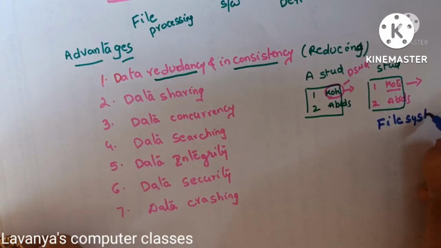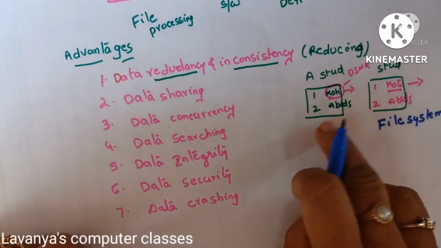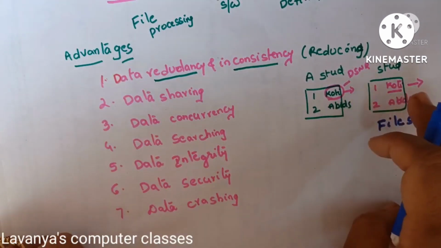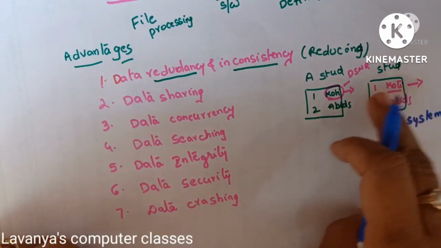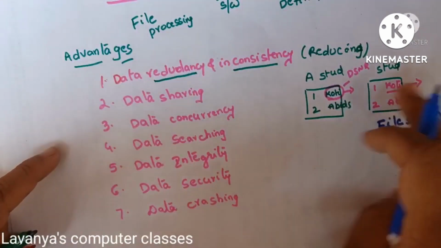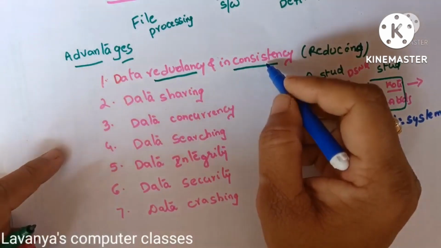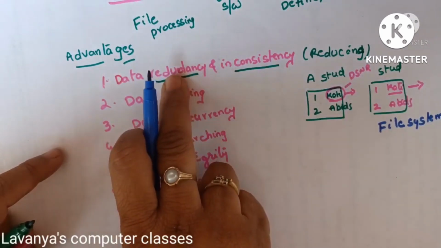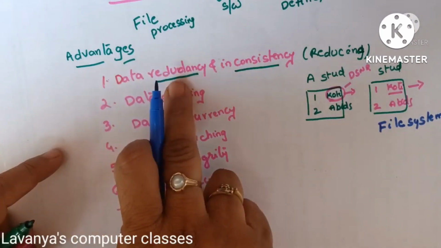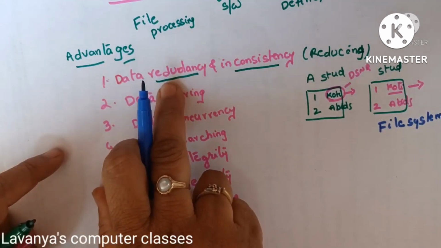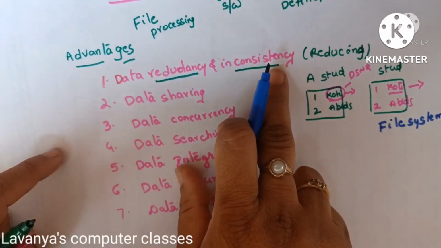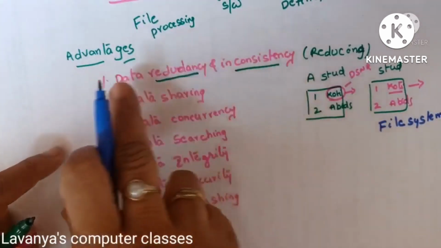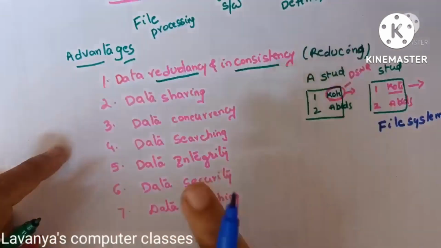So these are the problems in the traditional file system. Why? Because in the traditional file system, data is repeated in a number of places. The same data is stored in different places. If any modification is applied, it is applied in one place and not in another place. So there is a data consistency problem. All these are reduced in DBMS because in DBMS data is not repeated. Because the data redundancy is reduced, data is in consistent form, not inconsistent. Entire data is in consistent form. So this is the first advantage of DBMS.